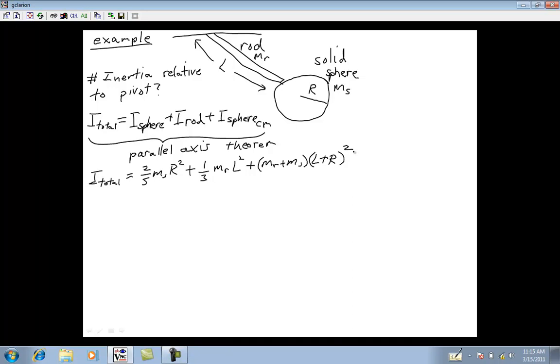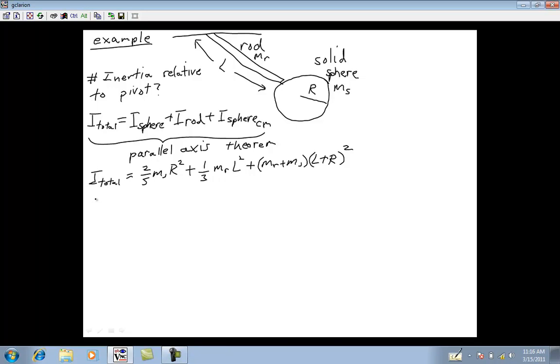Why is the L over 2? Because, remember, we proved that's what it would be for the rod. But it's not the center of mass, it's the entire value of it. All right. Then we've got question number 2.